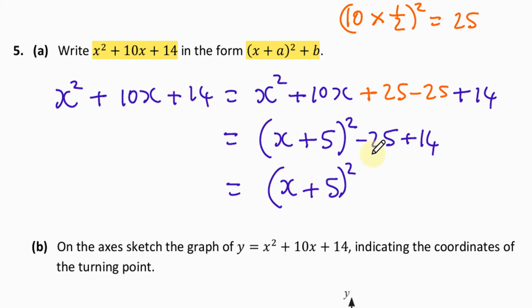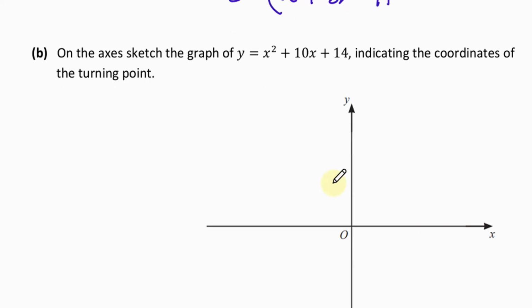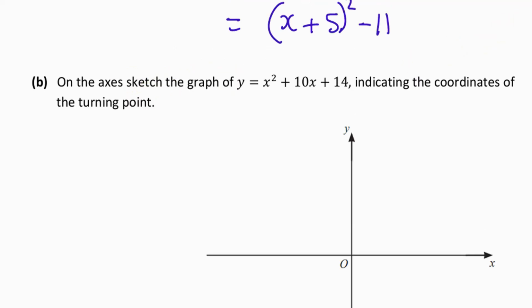So negative 25 plus 14 is negative 11. So now we have written this quadratic expression in completed square form. Let's look at part B now. It says on the axis, sketch this graph or the graph of this equation, indicating the coordinates of the turning point. So how do we get the coordinates of the turning point?